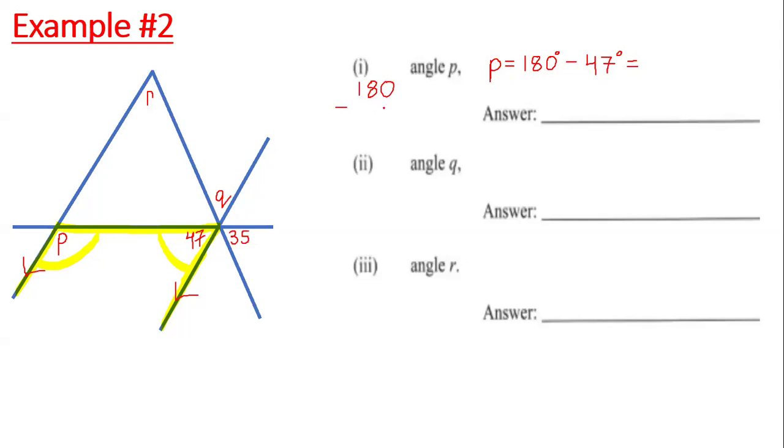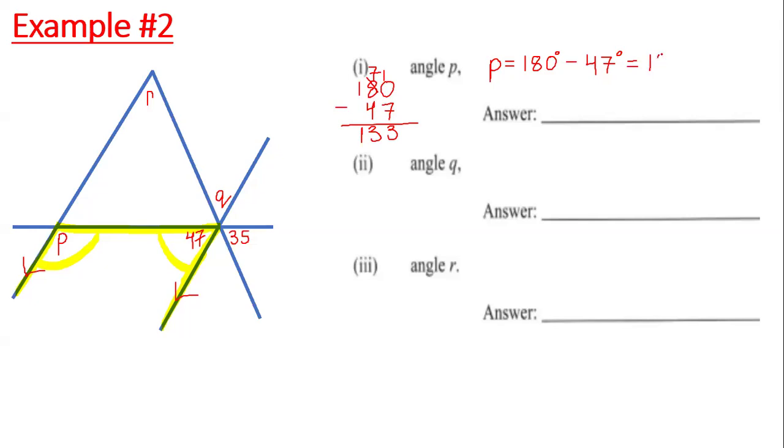All right. So we have 180 minus 47. By the way, did anyone else get their answer for P? I did 133 degrees. Yes, 133 degrees. So 7 minus 4 is 3. And 1 minus 0 is 1. And so P is equal to 133.